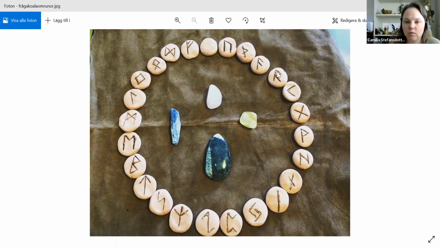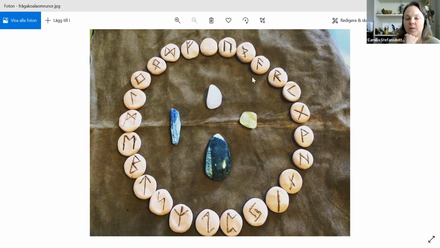And then we have As or Ansus, Reid or Raido, Ken or Kenas, Gifu or Gebo, Vinja or Vunjo, Hagel or Hagal, Naud or Nautis, Is or Insus, Jara or Jera, Pertra or Pertru, Eo or Ewas, Algis or Algis, Sur or Soelo, Tyr or Tivas, Bjarka or Berkana, E or Evas, Mother or Manas, Lagu or Lagus, Ing or Insus, I think. And then we have Udal or Othala, and Dagas, that is the same in English. And then we have Fe or Fehu. And the empty one is just nameless, soundless and nameless.